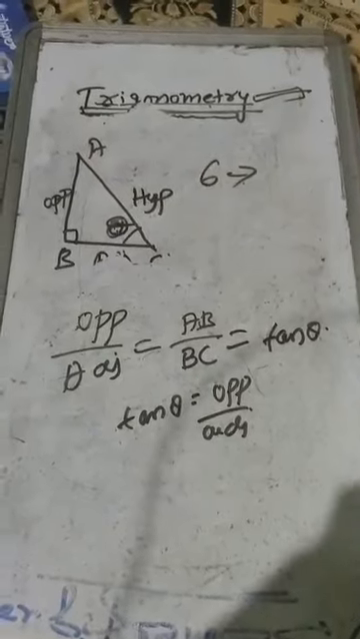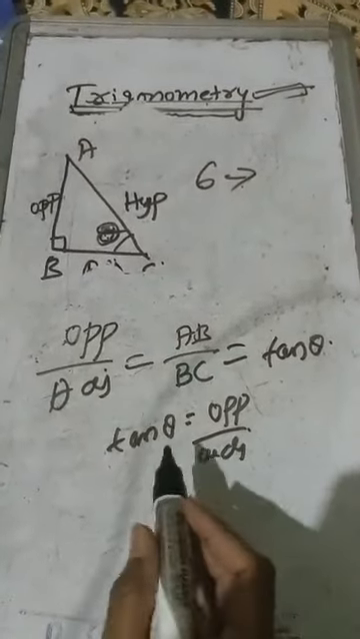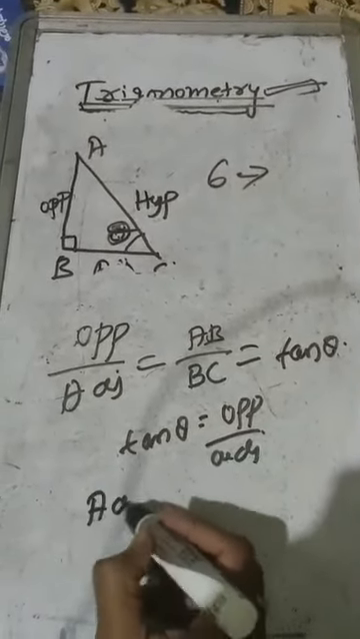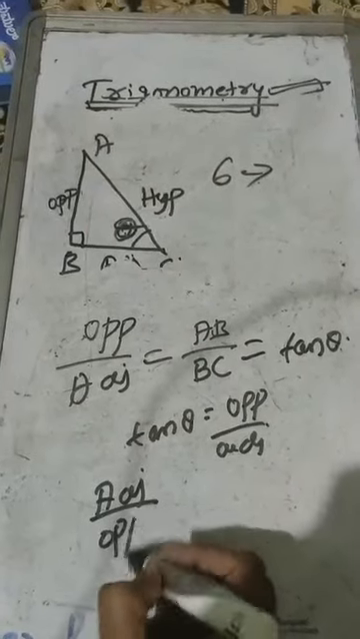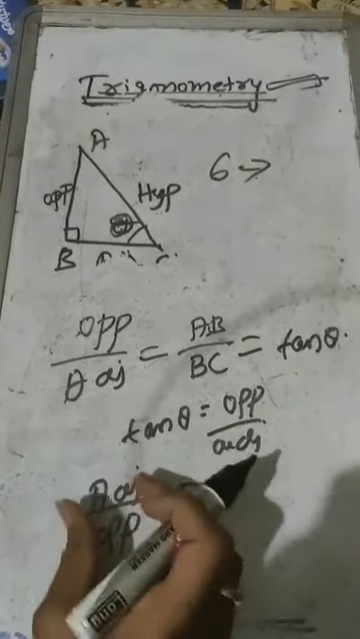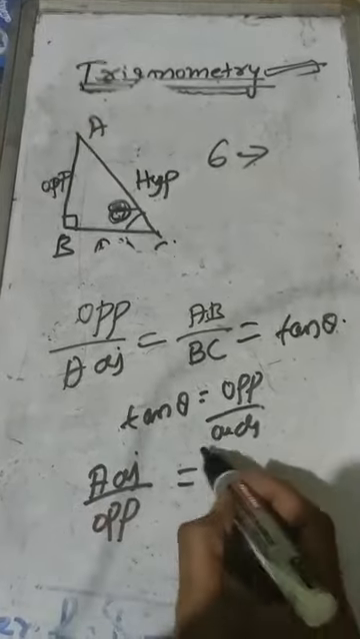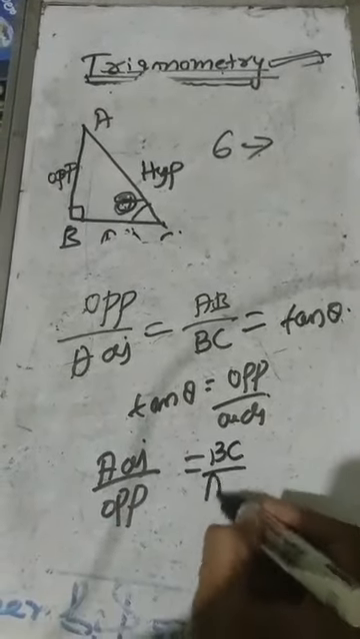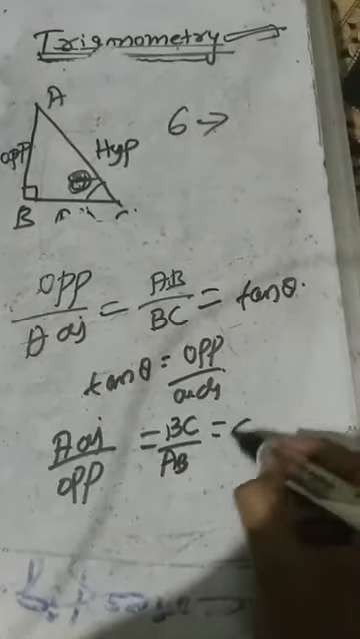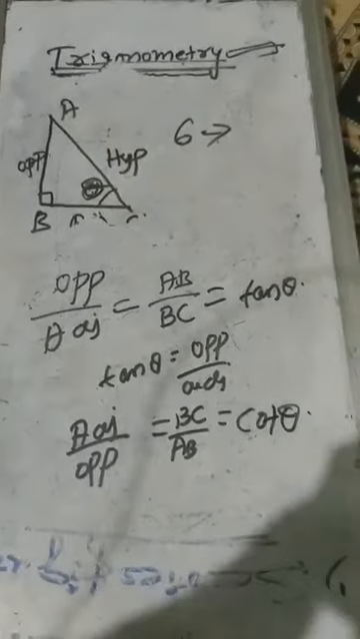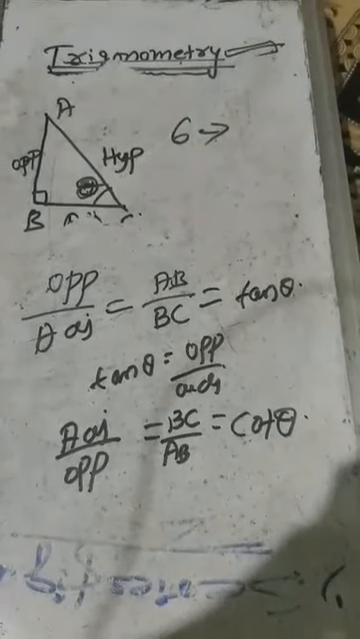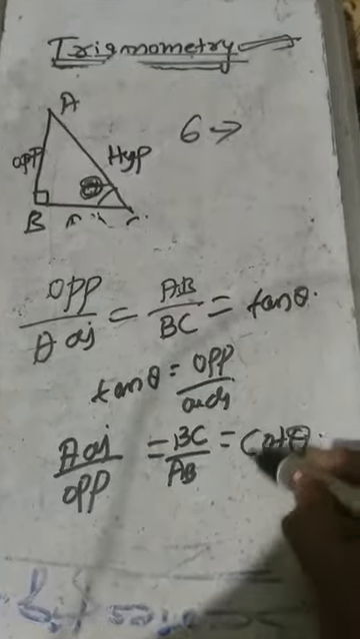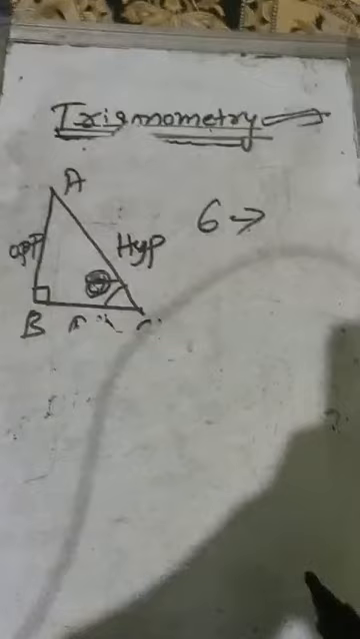Next we go through cot theta. Cot theta is nothing but the reciprocal of tan theta. First we write the ratio of adjacent to opposite. Adjacent to opposite means BC by AB. We name this ratio cot theta.